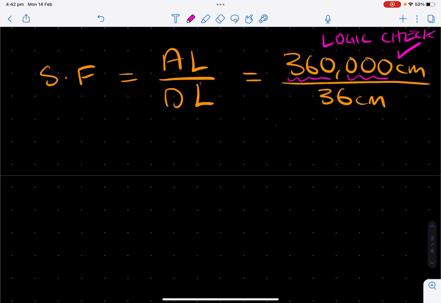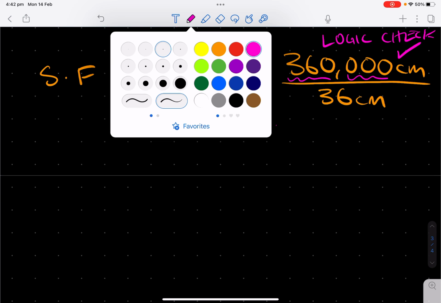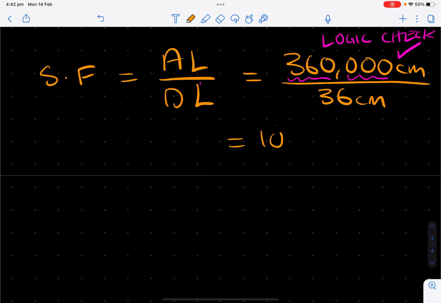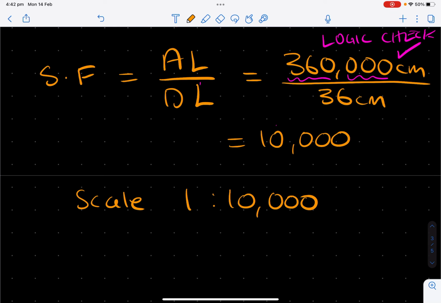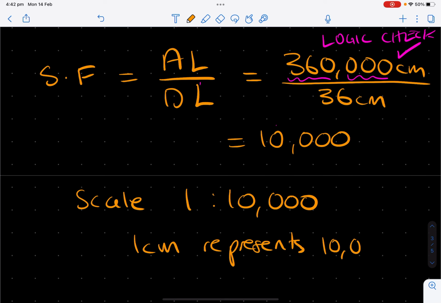So we can now do this calculation. We'll go 360,000 divided by 36, and our answer is 10,000. So our scale factor is 10,000. Therefore, our scale is 1 to 10,000. This means that 1 centimeter on the map represents 10,000 centimeters in real life.